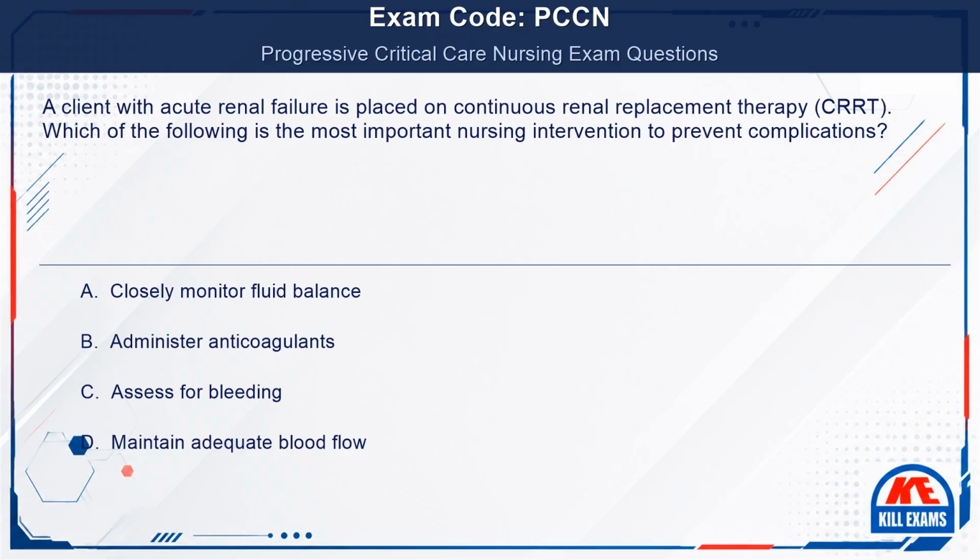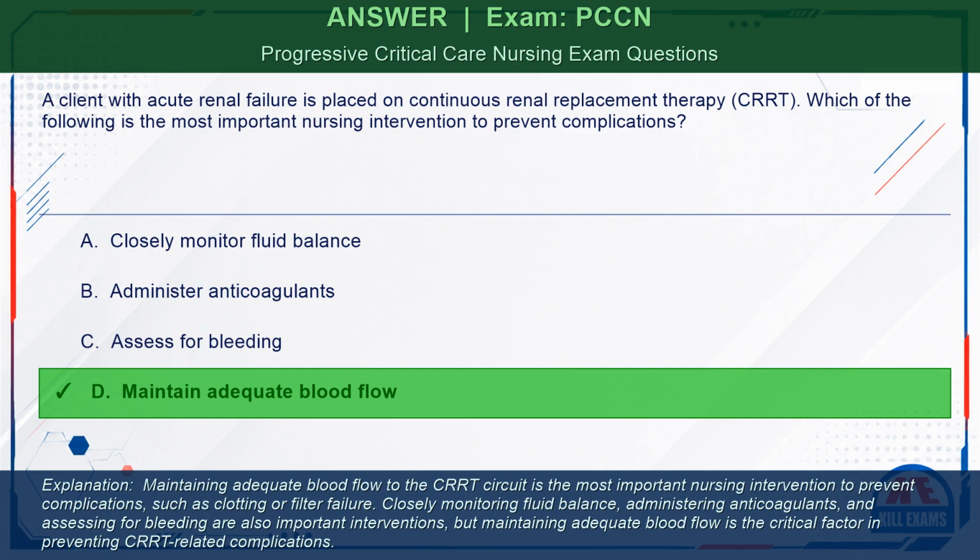Question 1. A client with acute renal failure is placed on continuous renal replacement therapy, CRRT. Which of the following is the most important nursing intervention to prevent complications? Option A. Closely monitor fluid balance. Option B. Administer anticoagulants. Option C. Assess for bleeding. Option D. Maintain adequate blood flow. The correct answer is option D.